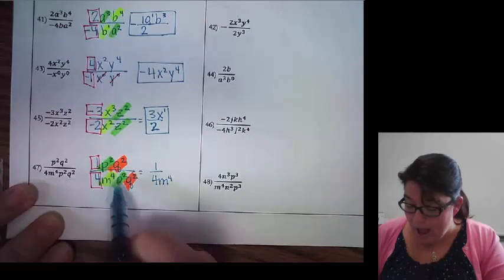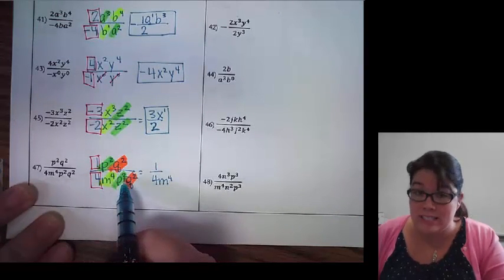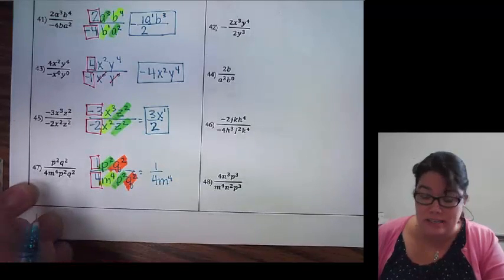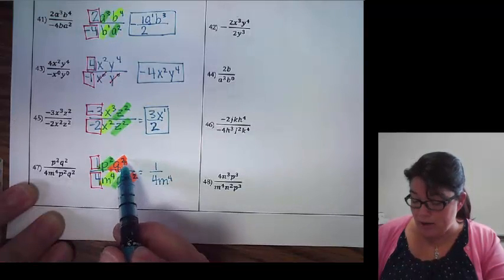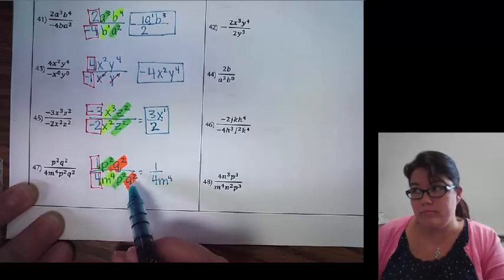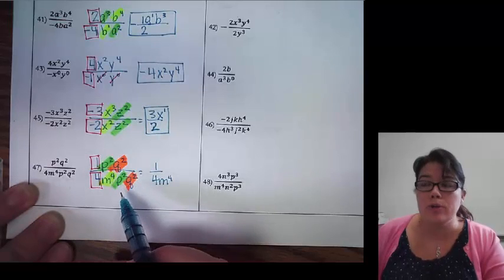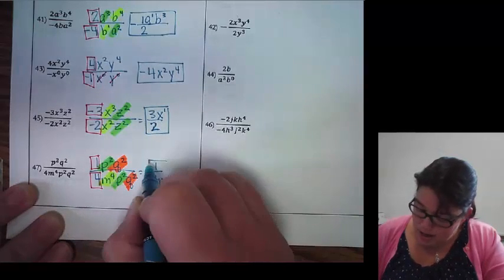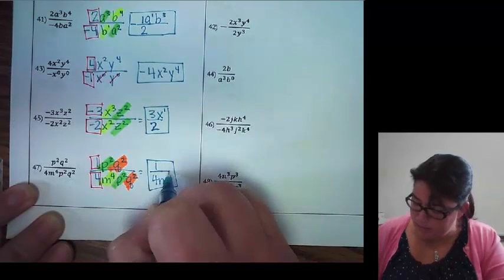Now for p, I have 2 minus 2, which is 0, so my p turns into a 1. It becomes 1, and I don't need to include it. q squared divided by q squared, well, 2 minus 2 is 0. q to the 0 power is 1, so that one's gone too. And here is my final answer.